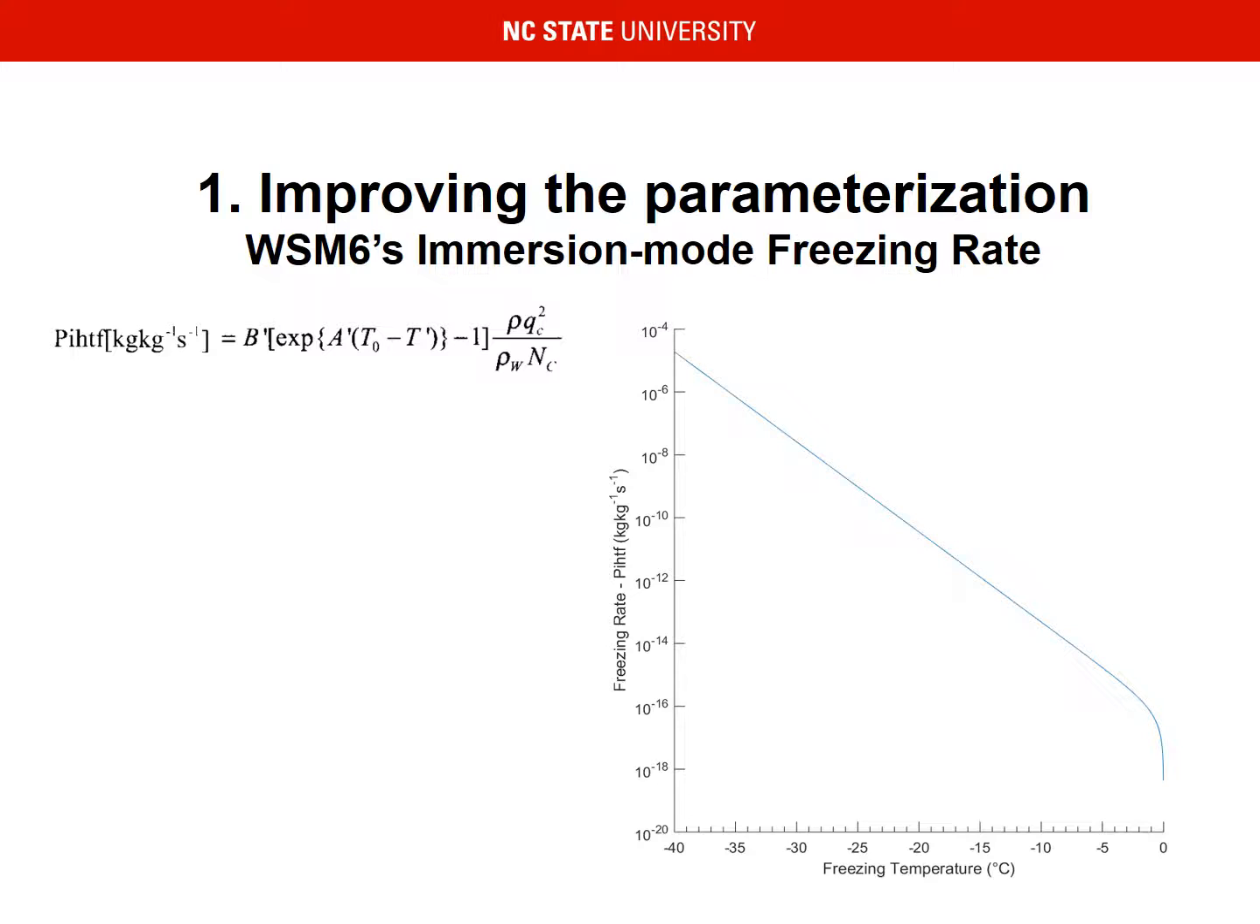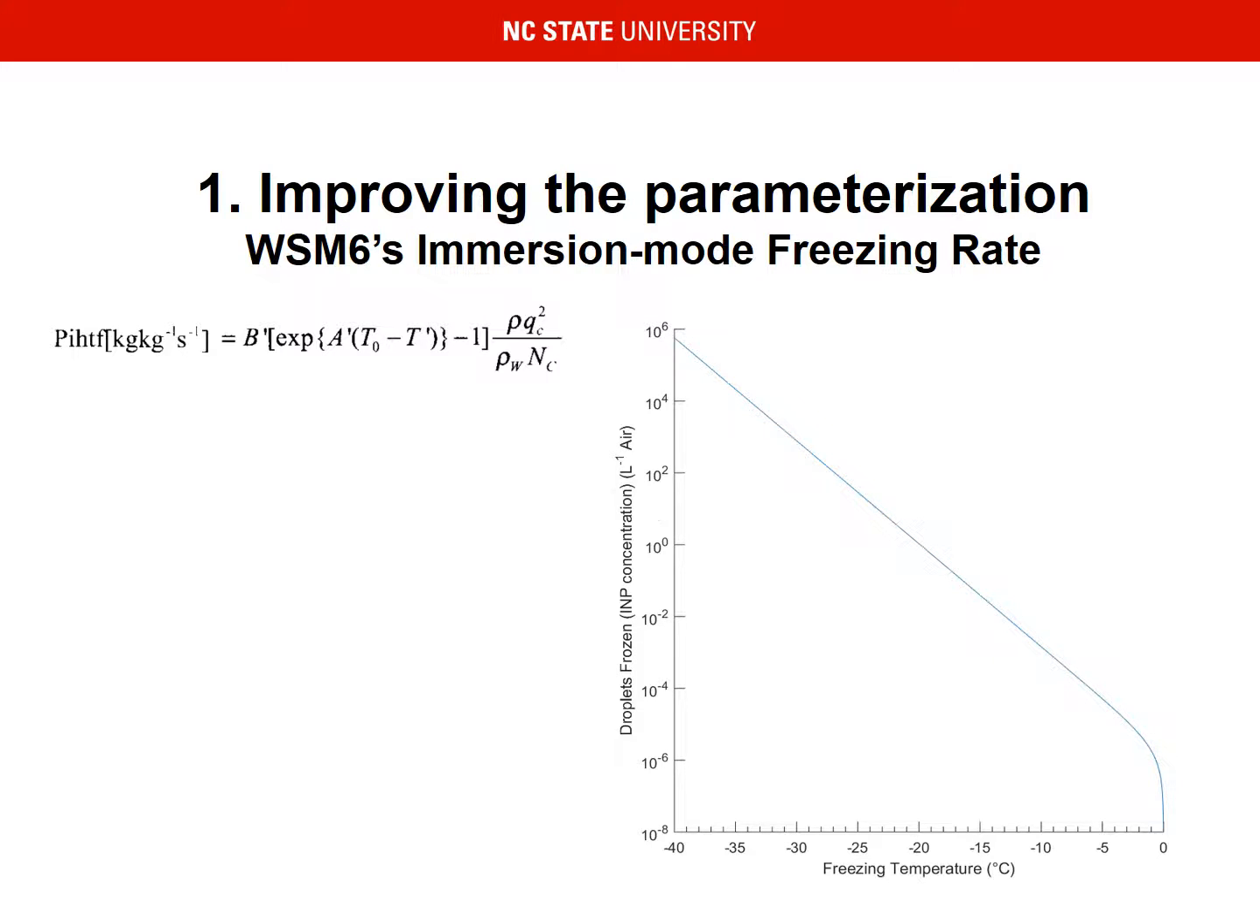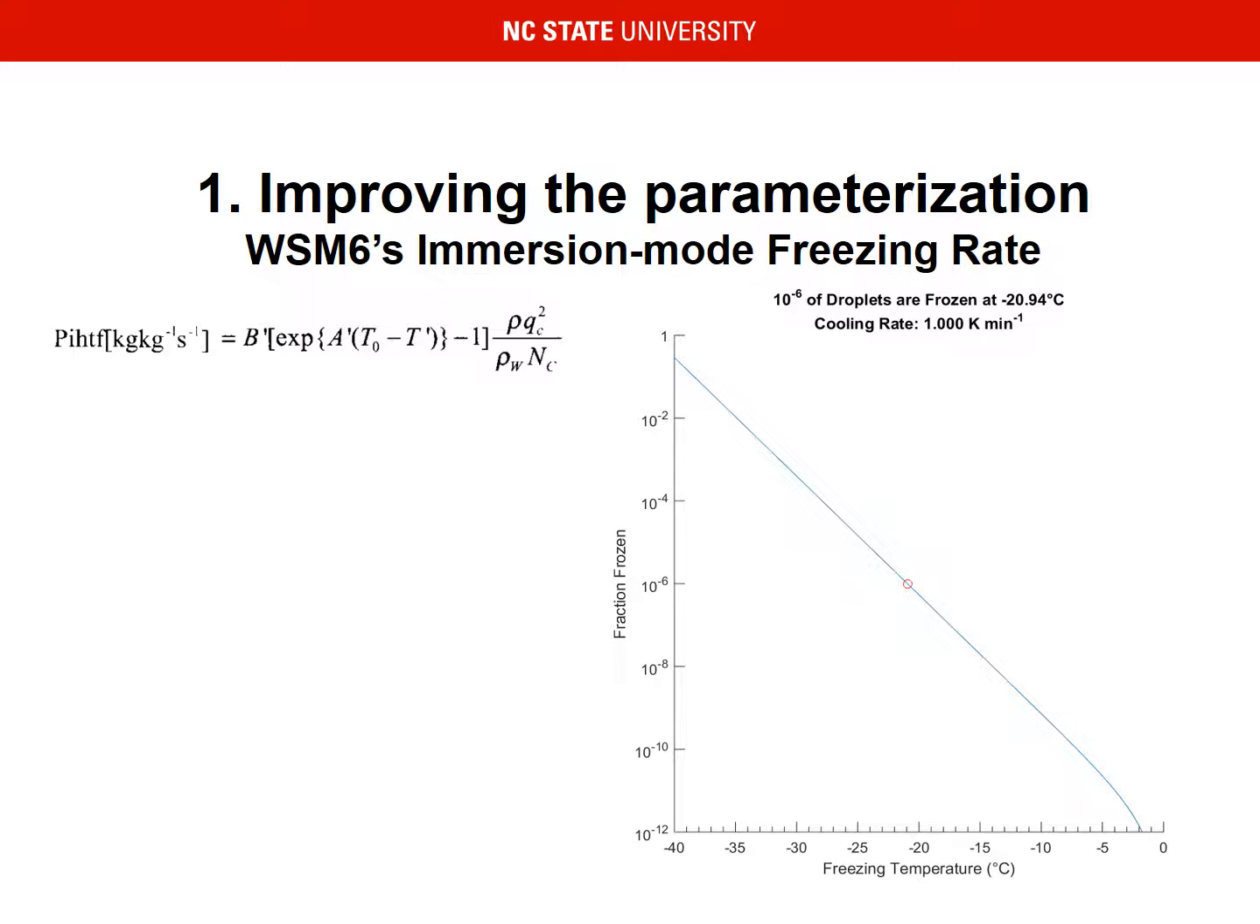And the next few steps I'm going to have to go through quite quickly for the sake of time, but I just want to show you these to show that there's nothing magical in what was done to improve the parameterization of this immersion mode freezing rate equation. So multiplying this equation by 60 seconds allows one to determine how much ice mass would freeze if you held the atmosphere there for 60 seconds at a particular temperature. From that, you can get the number of droplets that are frozen. And from that, you can get the fraction that's frozen.